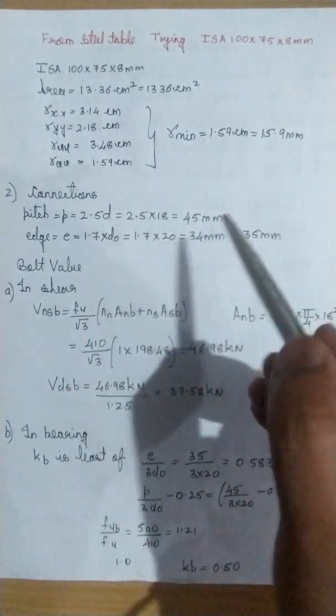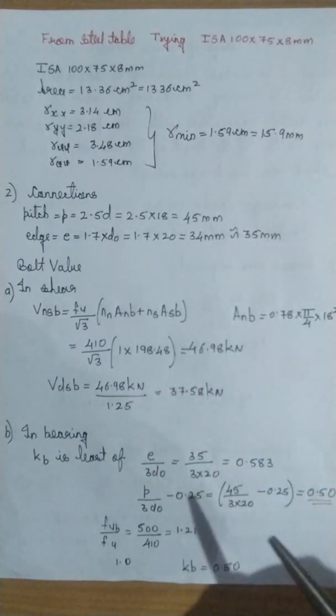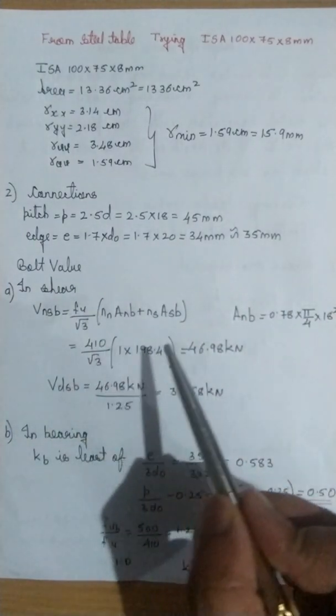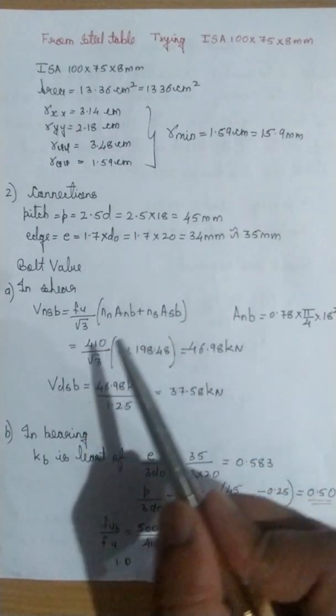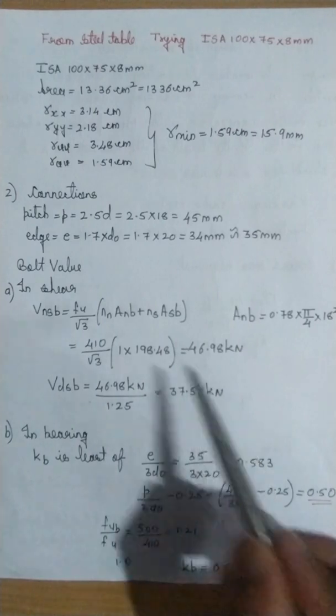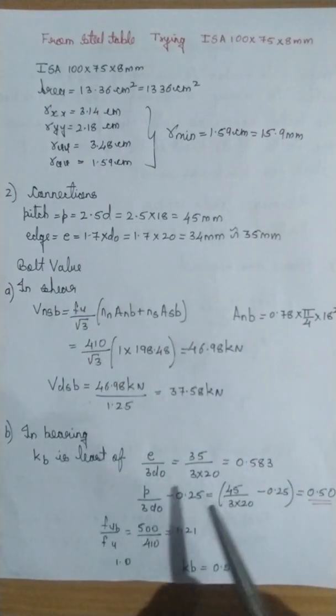So we got it as 45 mm. Edge distance 1.7 of D naught, we got it as 35 mm. So let us find out the bolt value. In shearing, after substituting and taking it as a single shear, we got the bolt value as 37.58 for shearing. Similarly, we find out for bearing, using the data we found out.